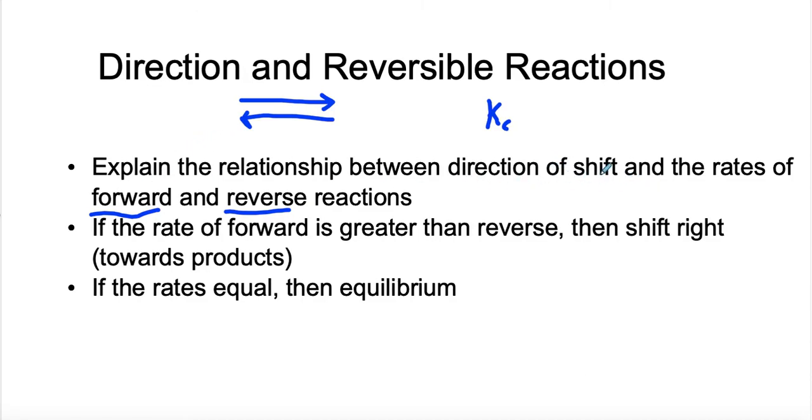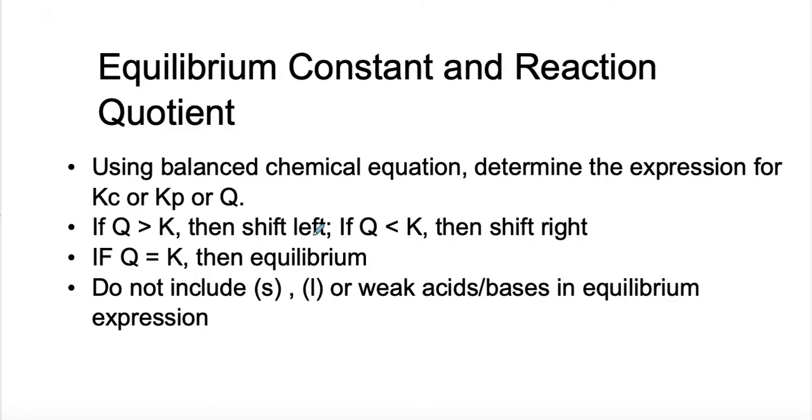So shifts, which direction is it going to shift? Is the rate forward faster than the rate reverse? Then it's going to shift towards making more products. If the reverse rate is more than the forward rate, then you're going to make more reactants. If they're equal, you've reached equilibrium. So direction and shifts and rates are all kind of connected together.